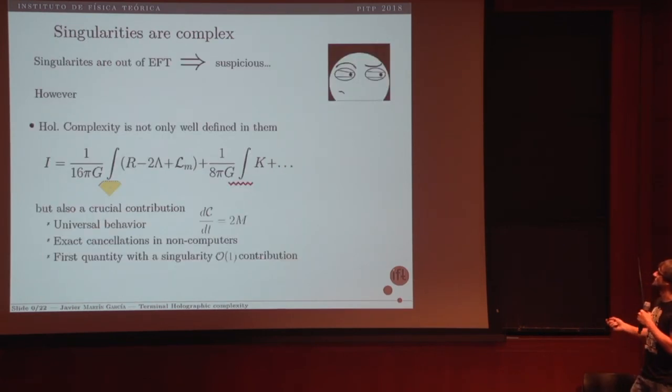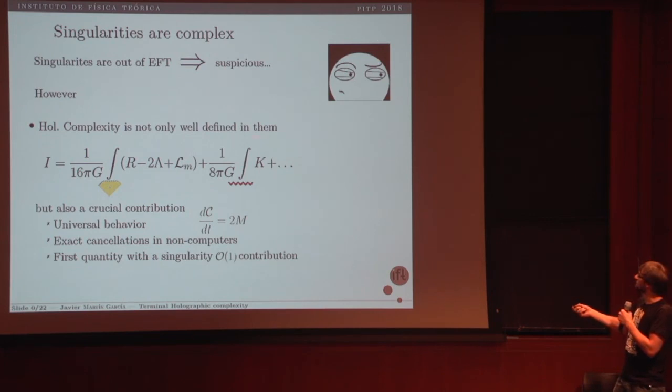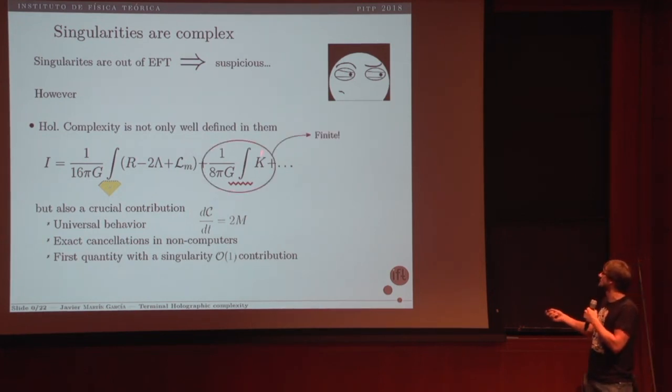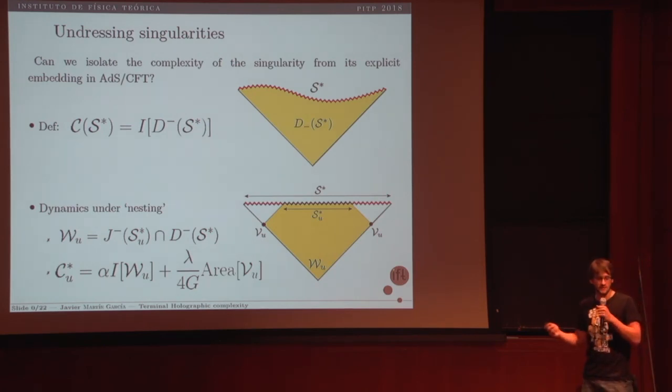And this should be suspicious, right? Because this is effective field theory, and we should not trust effective field theory there. However, when one calculates this, what one sees is that this piece that gives you the contribution from the singularity is not only finite, but actually very relevant. And this makes holographic complexity the first quantity ever proposed that picks up a contribution from a singularity. And this is interesting. So what we wonder is, can we say something more generic about these singularities that does not depend a lot on the embeddings?